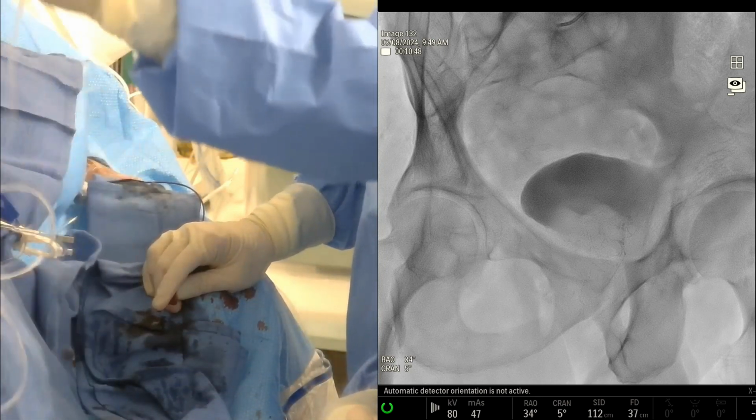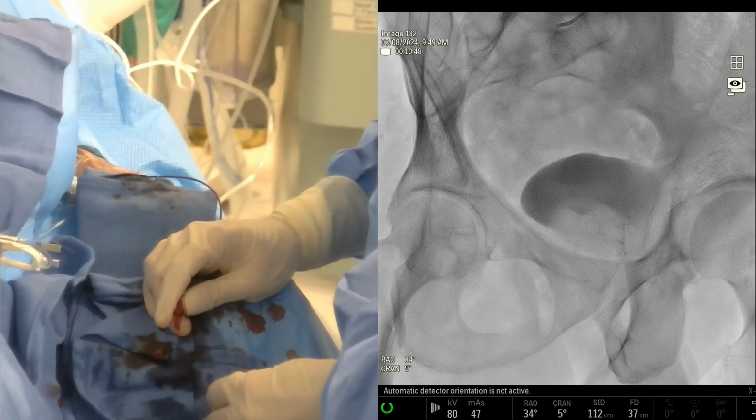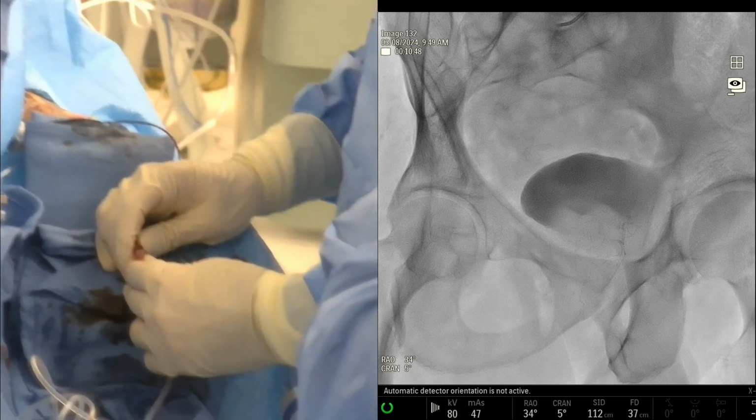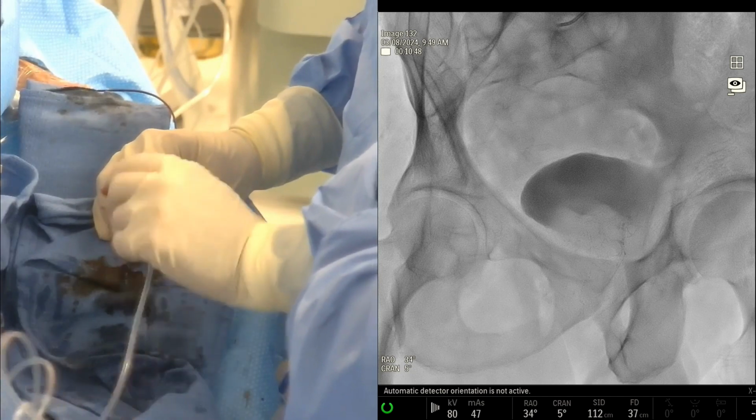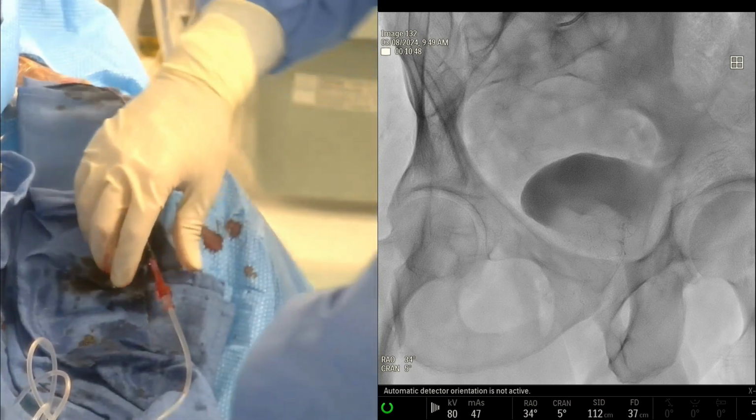We have one. All right, so we're going to hook up the injector here. And we're going to do another injection in this internal on the other side. And again, we're at 16 minutes. That was actually the longest part of the case there, getting into the internal. The crux of the case right there.